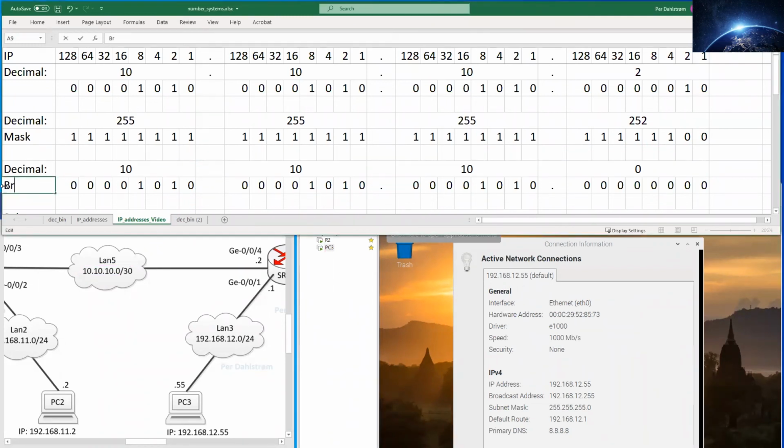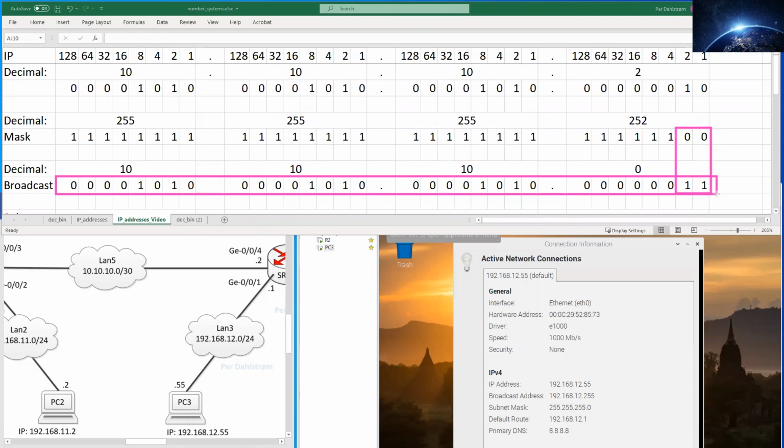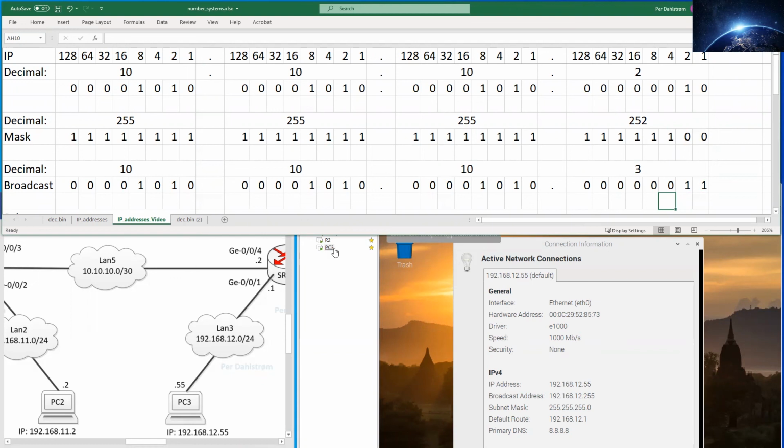The router will also use the subnet mask to figure out what the broadcast address is. Only 2 bits are left for the broadcast address, so those 2 ones give us the broadcast address, 3 in decimal as indicated here. In the next video we will see further that the subnet mask also dictates how many devices we can have on one network.